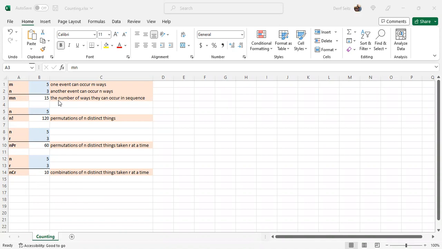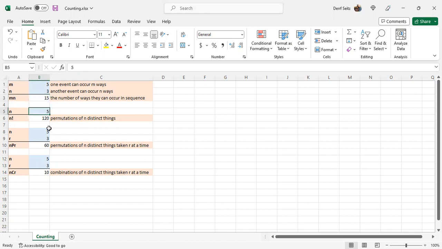The first one calculates the number of ways that 2 events can occur in sequence. It requires as input M, the number of ways that one event can occur, and N, the number of ways that the other event can occur, and then it's their product, M times N, that gives you the number of ways they can occur in sequence. It's a simple formula, but having it like this organizes it, makes it easy to remember what to do.